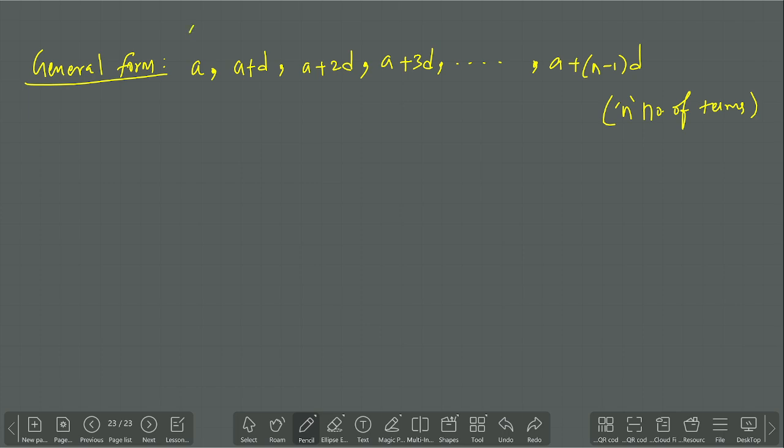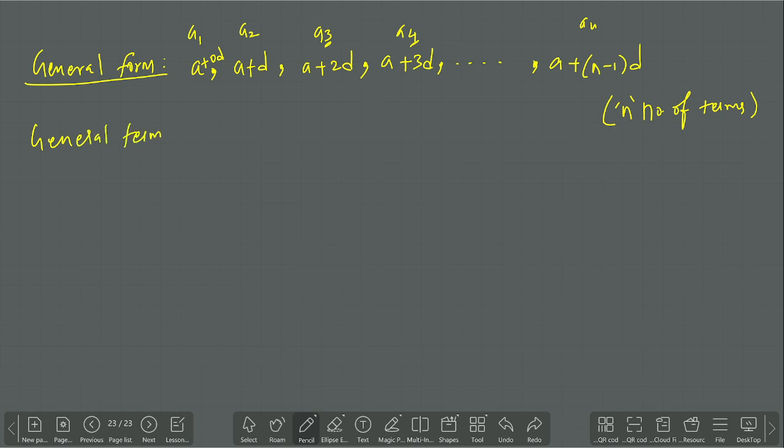So, this is what then? A1. This is what then? A2. This is A3. This is A4. Then what about this? AN. Why? Because when we have 0D, we are getting 1. 1D, 2. 2D, we are getting 3. Then 3D, I am getting 4. That means when we have 3, 4. When we have 2, 3. Then when we have n minus 1, I will be getting AN. Do you understand? Like that. So there are n terms we have in the general form. Do you understand? Right. Now I'm going to the general term.